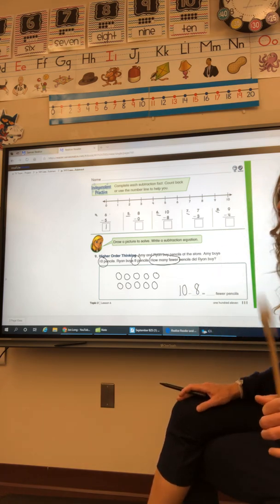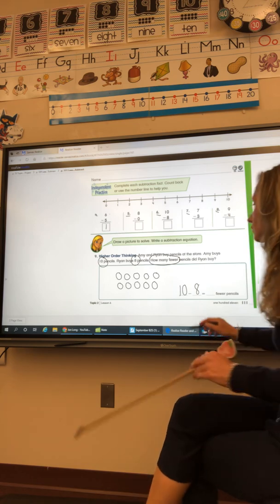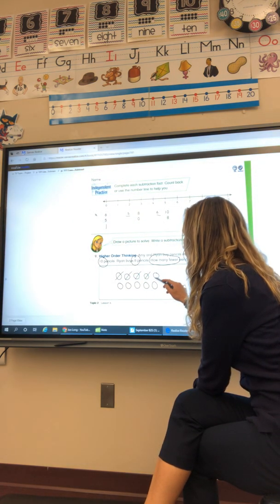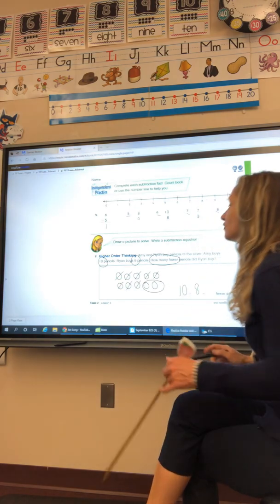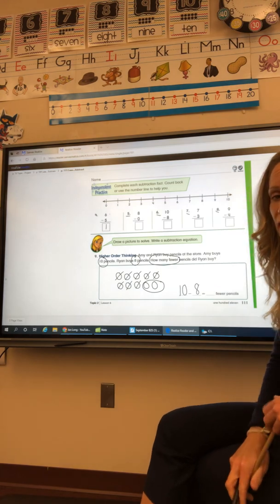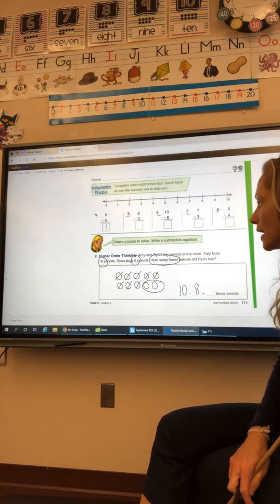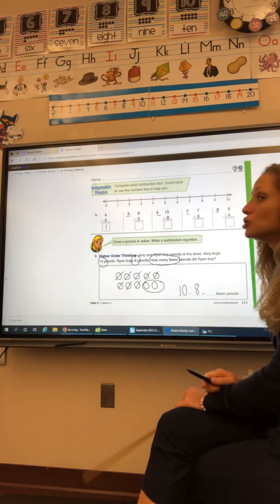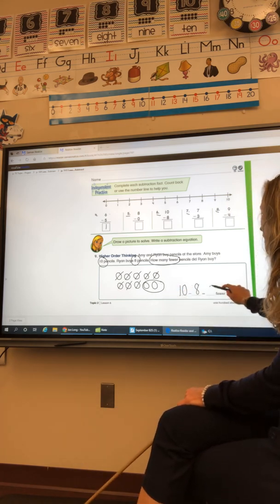Ryan buys 8. So I'm going to cross 8 off. 1, 2, 3, 4, 5, 6, 7, 8. How many fewer did we not cross off for Ryan? Ryan has 2 fewer than Amy.